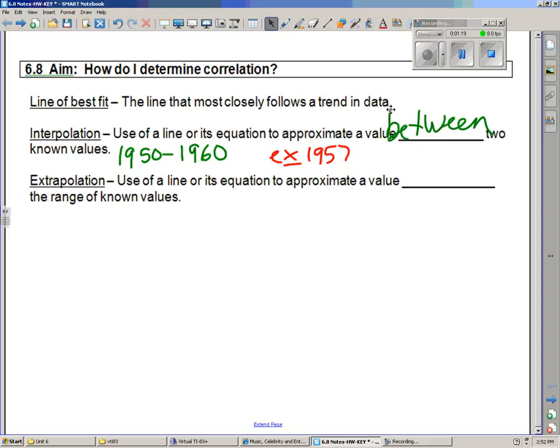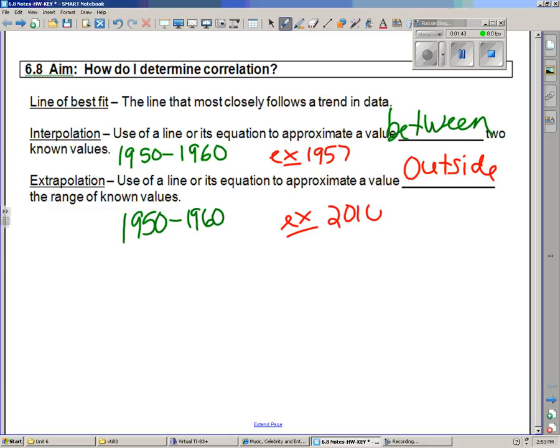Extrapolation is use of a line or its equation to approximate a value outside the range of the known values. So let's say we still talk about the same 10-year time period, but then we asked you to make a prediction based on something that maybe would take place in the year 2010. Well, the fact that 2010 is not within that 10-year period, that's an example of extrapolation. Extrapolation could be on either end of the data. So another example would be if we asked you about something in the year 1948.